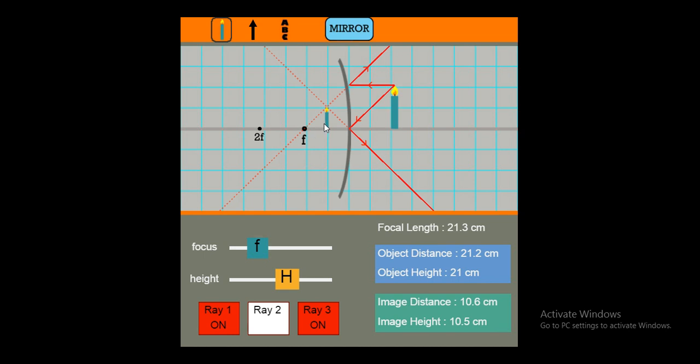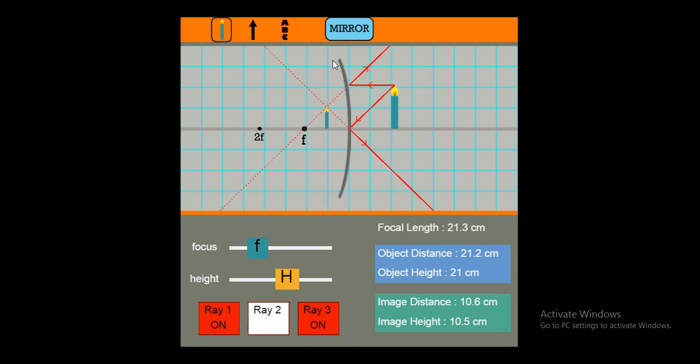Regarding the position, the image is formed between the mirror and the focal point. Regardless of the distance between the object and the mirror, you can always see the image like this. You always get a smaller, upright, virtual image, and the position of the image is between the mirror and the focal point. This is one ray diagram for convex mirrors.